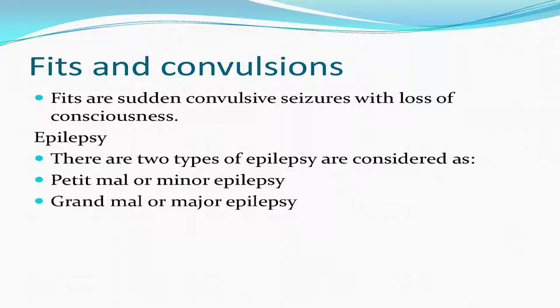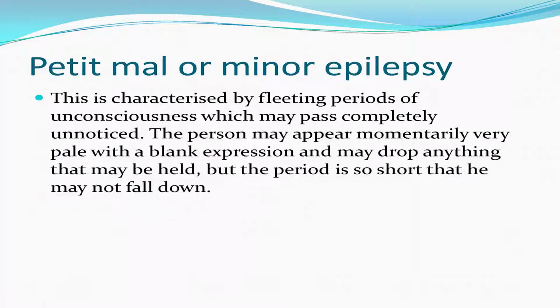The first condition that we will consider here is epilepsy. With epilepsy, we have two kinds: petit mal epilepsy and grand mal epilepsy. The petit mal epilepsy is the minor or mild one, and it is characterized by periods of unconsciousness which may pass completely unnoticed.